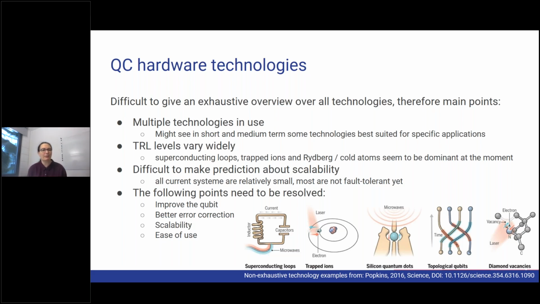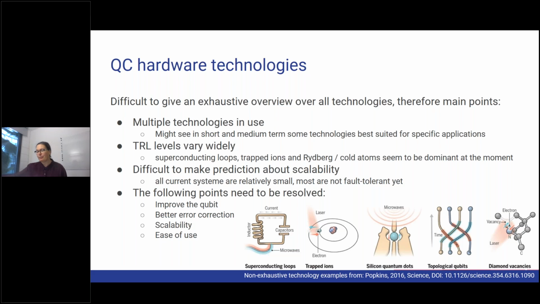And most of them are not fault tolerant yet. So here again, we are seeing in small systems that quantum computing gets fault tolerant, but then you can't do the error correction because you don't have enough qubits anyway.